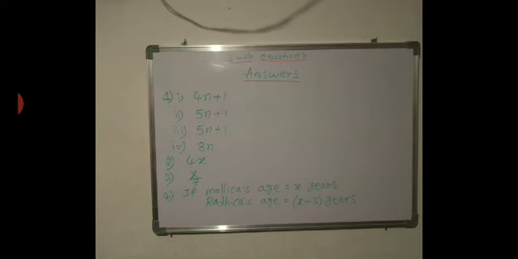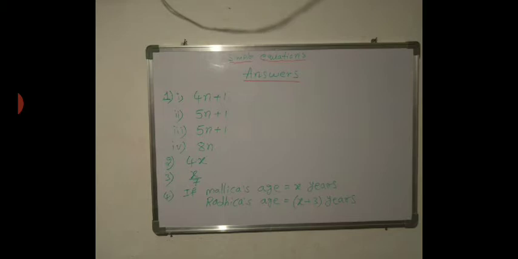Next, a line segment is divided into 7 equal parts. We need to divide the given line segment into 7 equal parts. So what is the length of the line segment? x meters. So we need to divide it into 7 parts, so it will become x by 7. Each part will be x by 7.